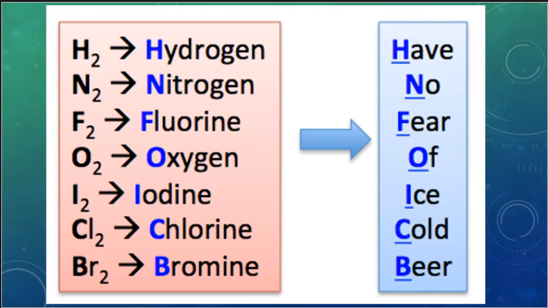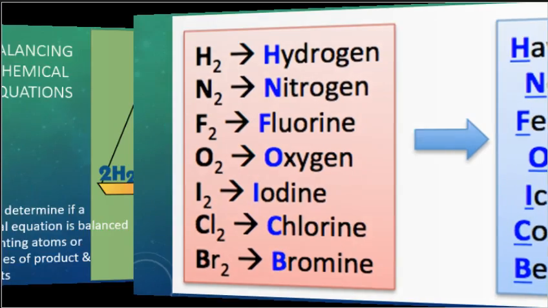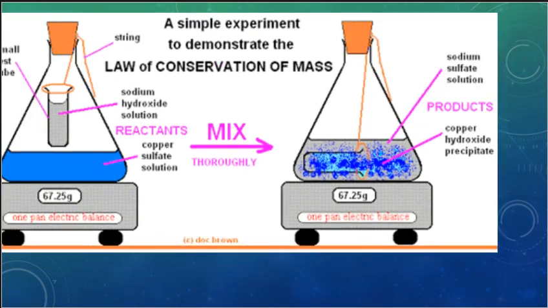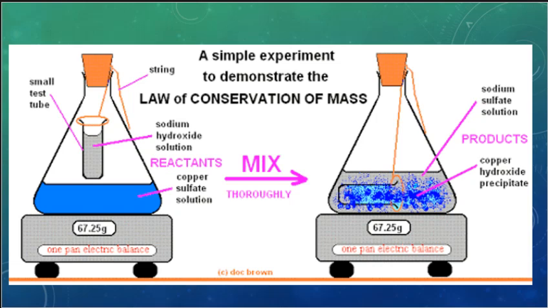Now that we remember those, we're going to remember them when we see them in a chemical equation. So here we go, balancing chemical equations. You can determine if a chemical equation is balanced by counting the atoms or molecules of the product and reactant. Whatever we start with, and it goes through a chemical reaction, we have to have the same number on both sides of each of those items. We can't lose anything. Remember the law of conservation of mass. Whatever I start with, I have to finish with.